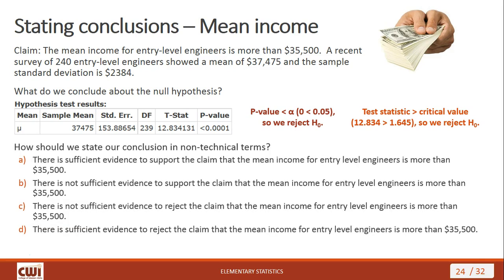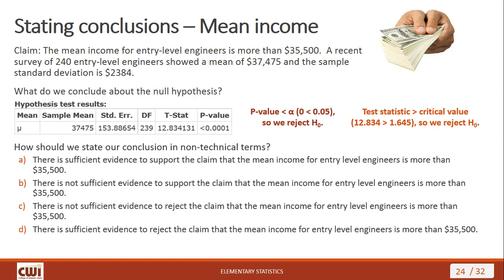How then should we state our conclusion in non-technical terms? Well, we have 4 options that are listed here. There is sufficient evidence to support the claim that the mean is more than 35,500. There is not sufficient evidence to support the claim that the mean is more than 35,500. There is not sufficient evidence to reject the claim that the mean income is more than 35,500. And there is sufficient evidence to reject the claim that the mean income is more than 35,500.